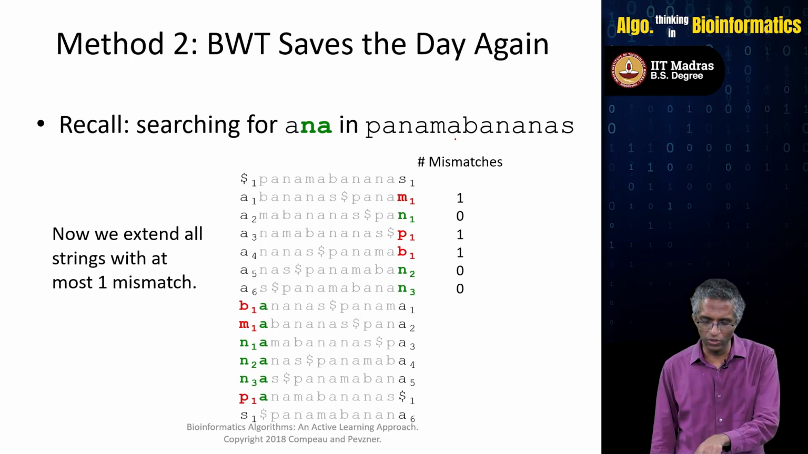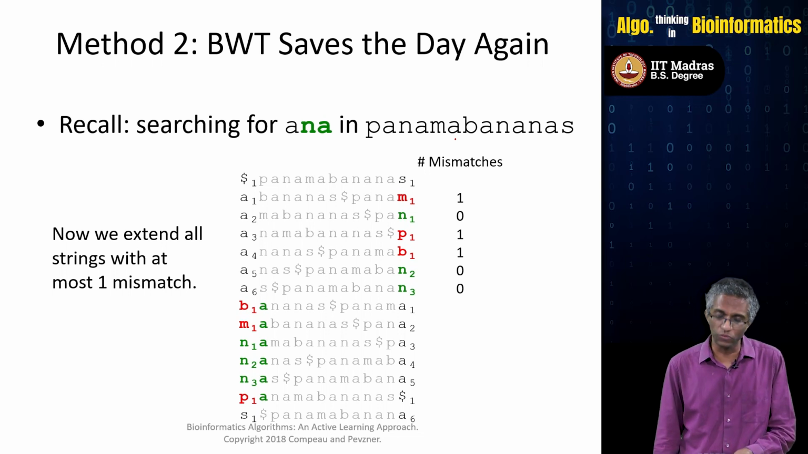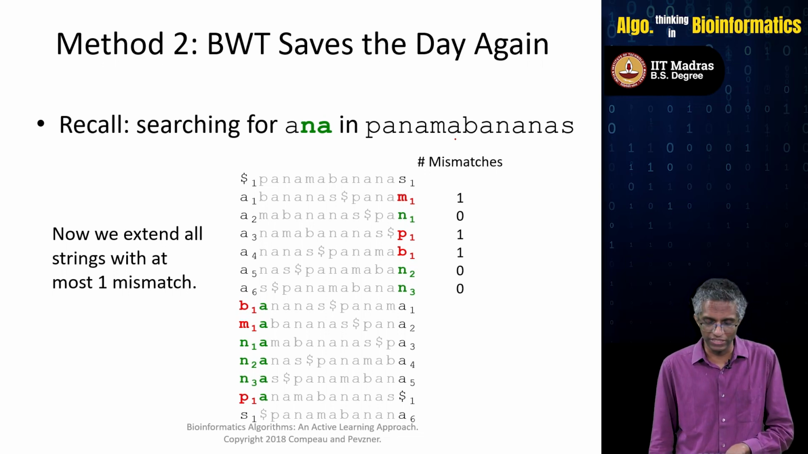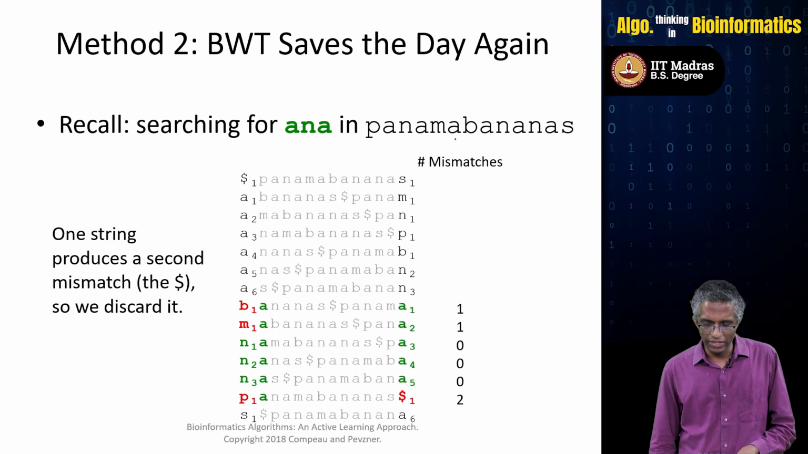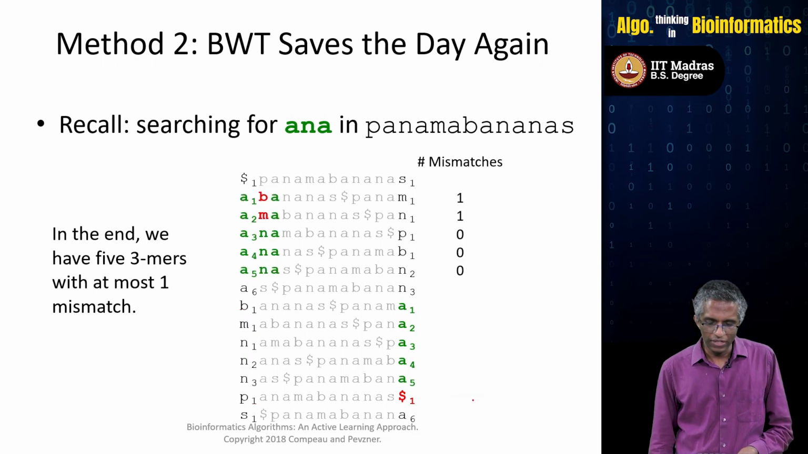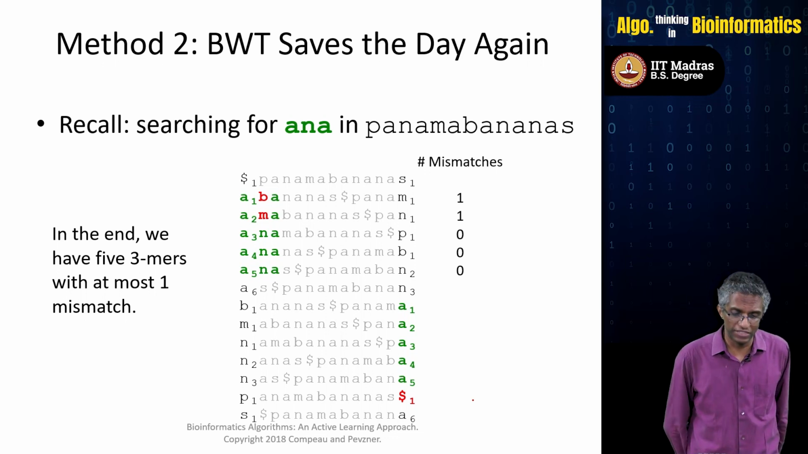So if they are all only n's, then they will be contiguous. Now we have B, M, N, and P. In this case, these are contiguous, but these may not be contiguous in general, right? Again, you look at the number of mismatches. You have to keep that counter and carry that forward, and you can see that the P has accumulated a mismatch of 2, so you have to ignore that. You can ignore that now, and then you keep on proceeding with that, right?